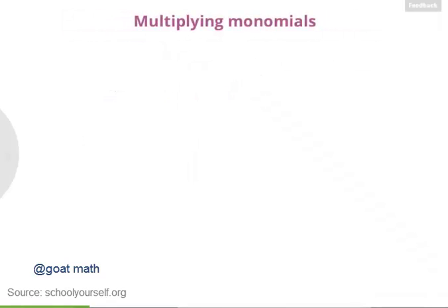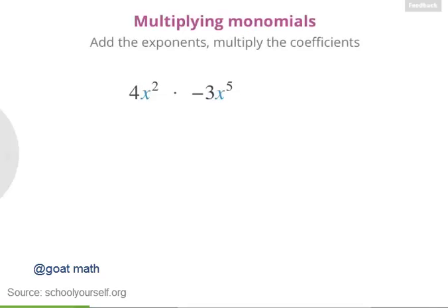In general, whenever you're multiplying monomials with the same variable, like 4x squared times negative 3x to the 5th, you can add the exponents and multiply the coefficients. So to simplify this product, you can look at the powers, x squared and x to the 5th, and their product is x to the 7th. Then you can look at the coefficients, 4 and negative 3, and their product is negative 12. So 4x squared times negative 3x to the 5th equals negative 12x to the 7th.